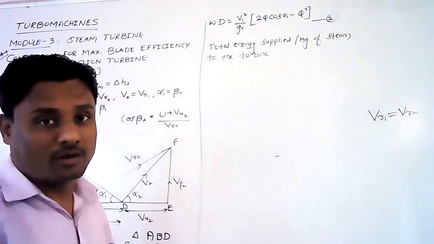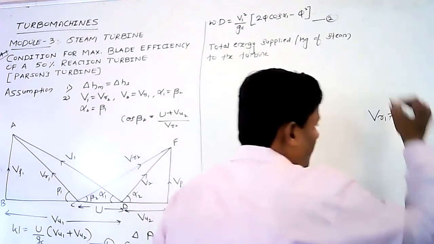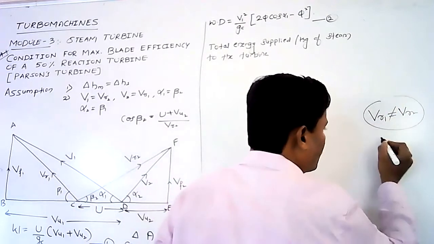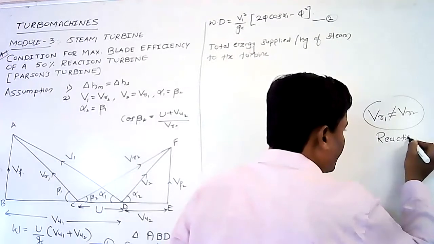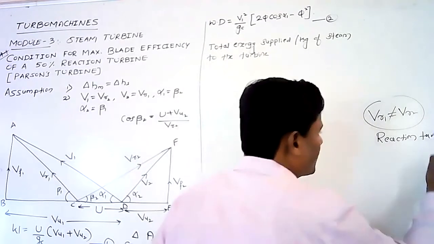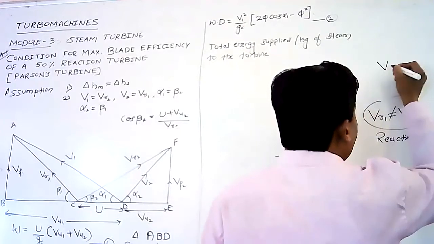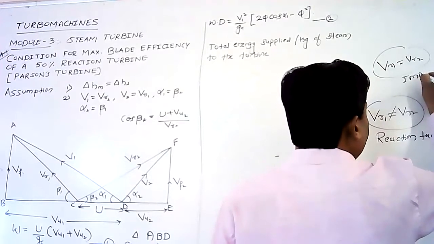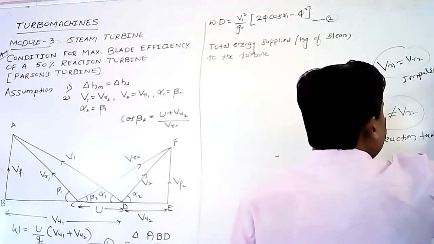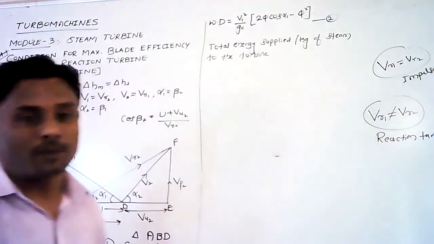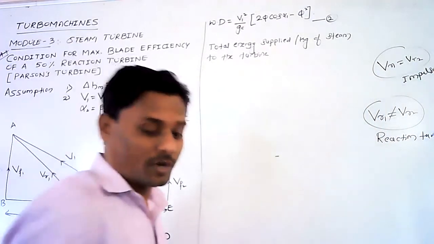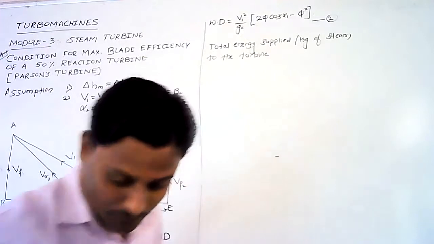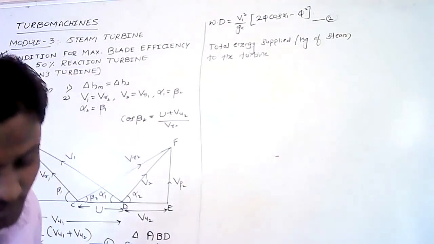But in case of reaction turbine, VR1 will not be equal to VR2. So please remember, guys, this equation is valid for reaction turbines, whereas VR1 equals VR2 is for pure impulse turbines. So kindly remember these two important conditions for these types of turbines. Okay, fine.